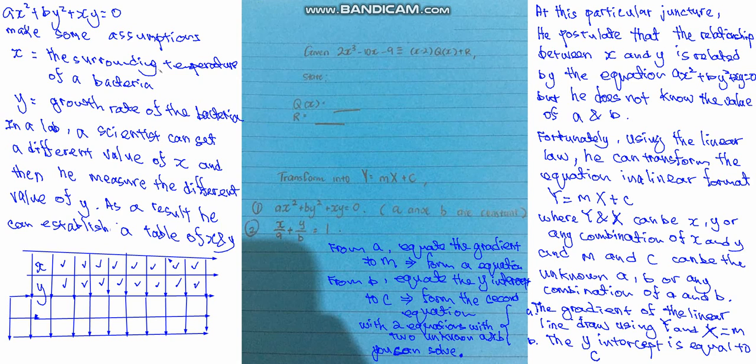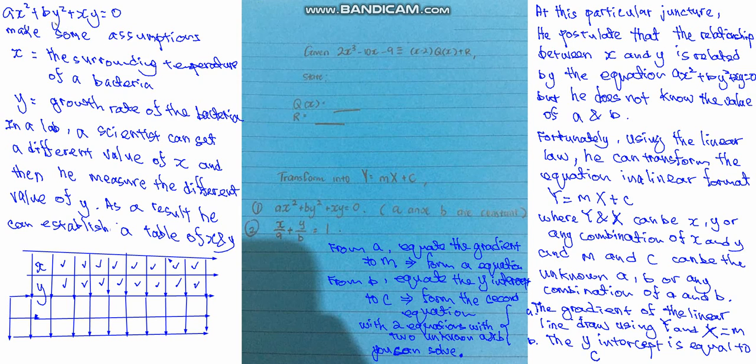the variables. Now, for example, this is the relationship between x squared, x and y. What are x and y? Let's make some assumptions over here. X is the surrounding temperature of a bacteria. Okay. Y represents the growth rate of the bacteria.